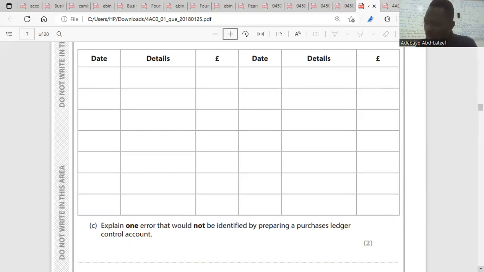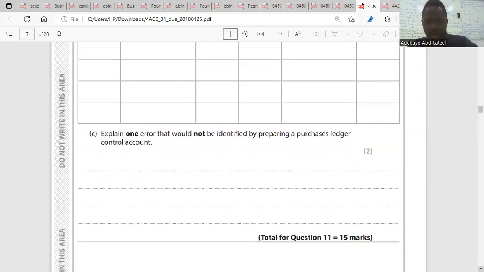Are you with me? So they said explain one error, and I choose error of commission. For error of commission, I wrote: the correct amount is entered, but in the wrong classification of account. I told you earlier, instead of recording it in one person's account, I recorded it in another's account. So it will not affect the purchases ledger. Any question about it?